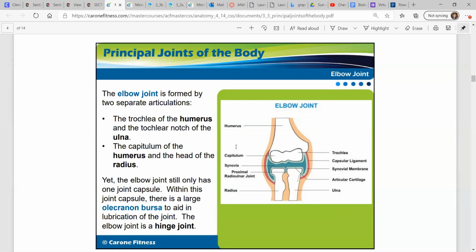The elbow joint is formed by two separate articulations, the trochlea of the humerus and the trochlear notch of the ulna. The capitulum of the humerus and the head of the radius. Yet the elbow joint still only has one joint capsule. Within this capsule, there is a large olecranon bursa to aid in lubrication of the joint. The elbow joint is a hinge joint.